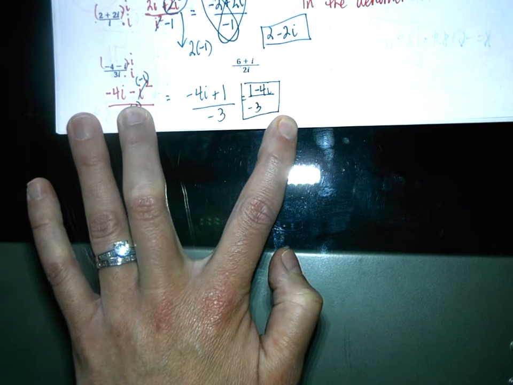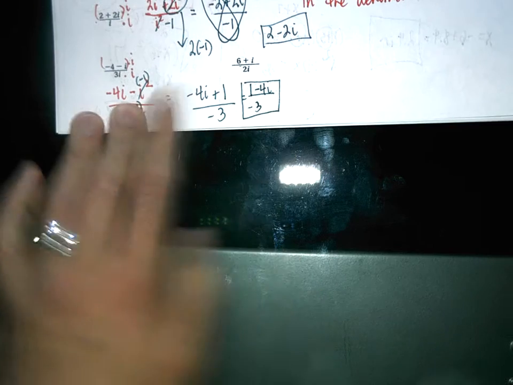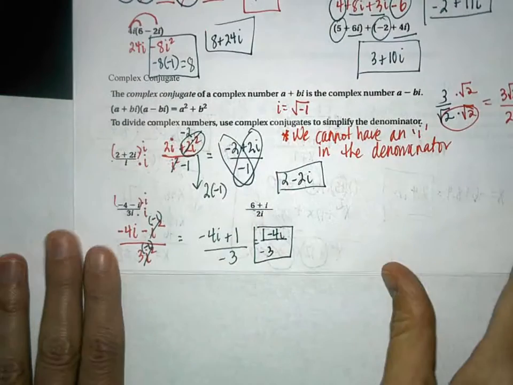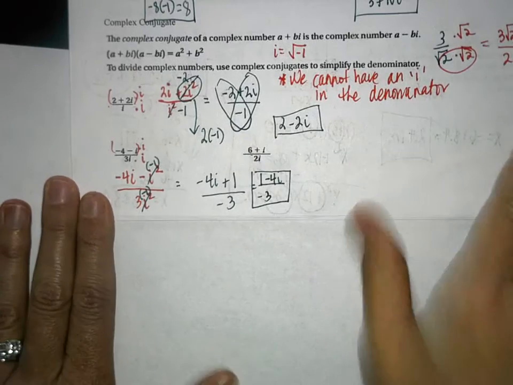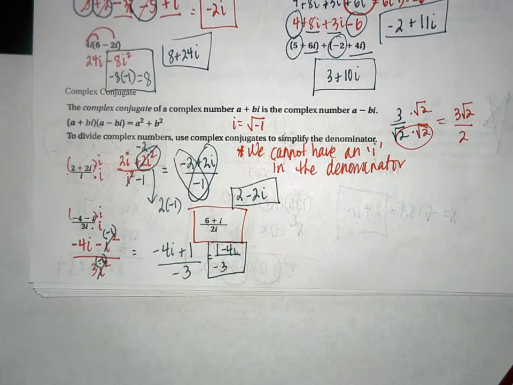Do we have questions before we move on to the last example? Do you guys want to give this last example a try on your own? You should be doing this one on your own. That's 6 plus i over 2i.